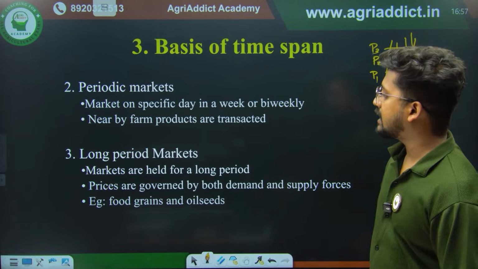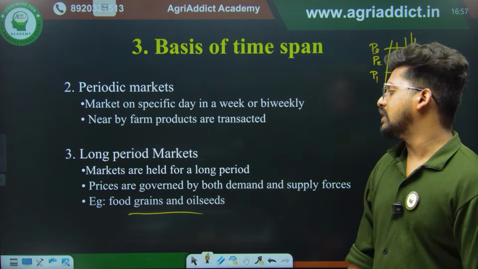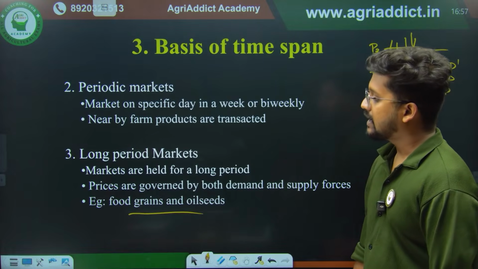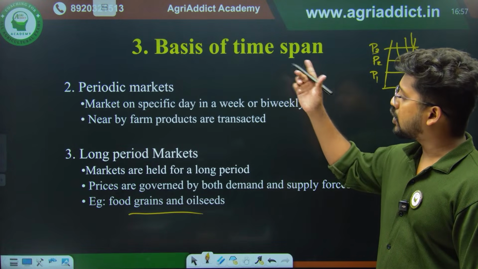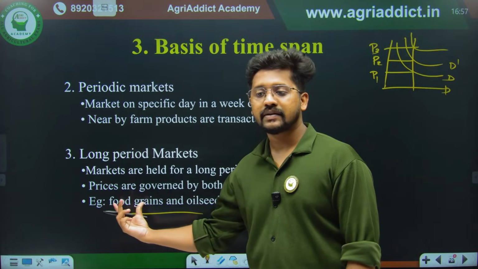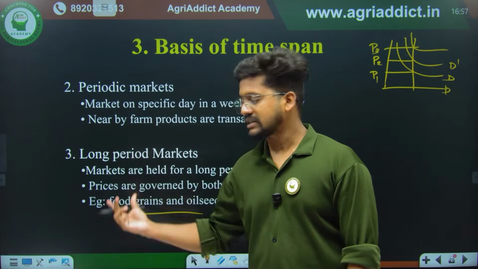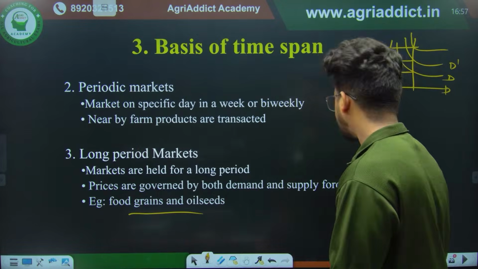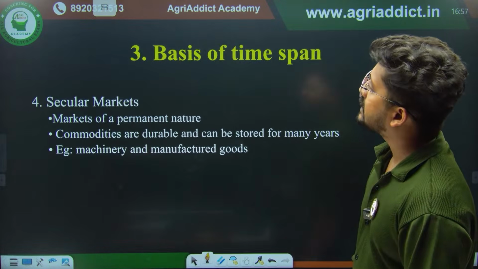And in the long period market, the example is food grain and oilseed markets. Okay, food grain and oilseed market. Based on the location, where was our food grain market? Can you type down? Based on our location, where was our food grain market? Okay, then the fourth one is secular market.